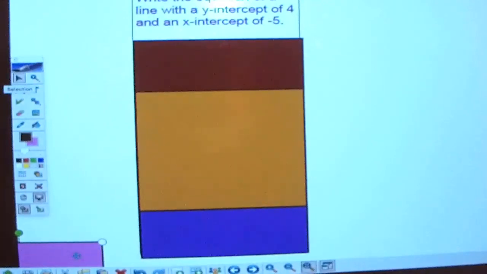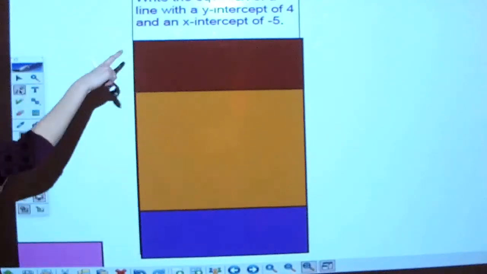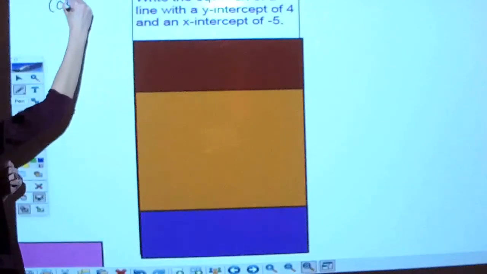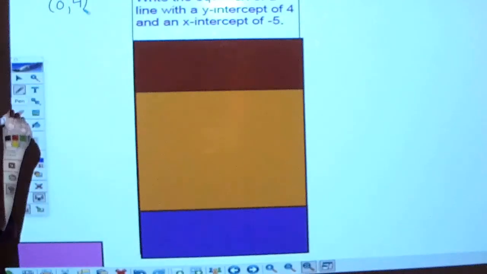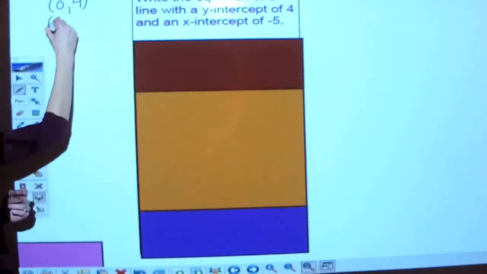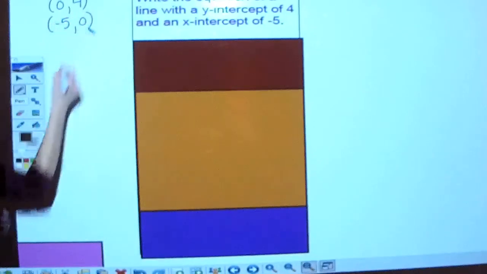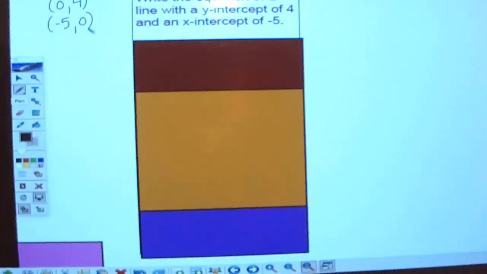If it has a y-intercept of 4, what is that written as an ordered pair, like a coordinate? 0, 4. And what is an x-intercept of -5? -5, 0. Okay? So if we know two points, we can find the slope. And then we can know the equation because this is the y-intercept and we'll use the number. We just need to know the slope. So let's do the slope formula for that one. Go ahead, find the slope between those two points.